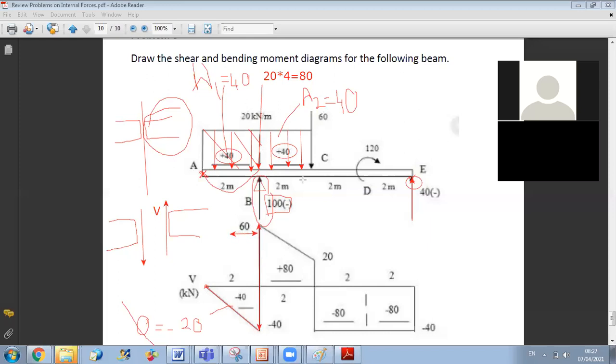Now, from B to C, again I have a distributed load that is rectangular. So the shear will be linear. The slope here will be minus 20.